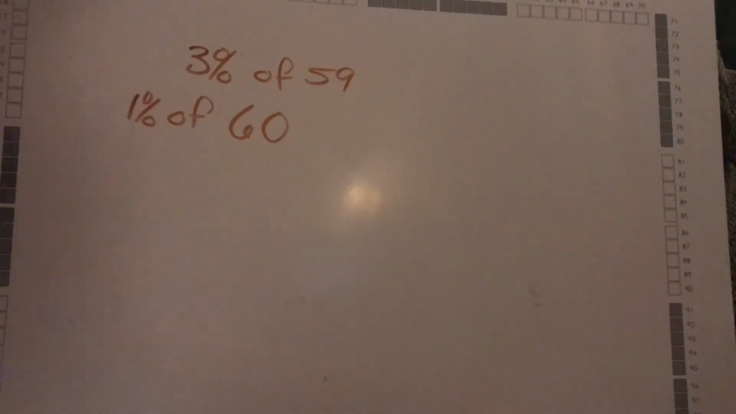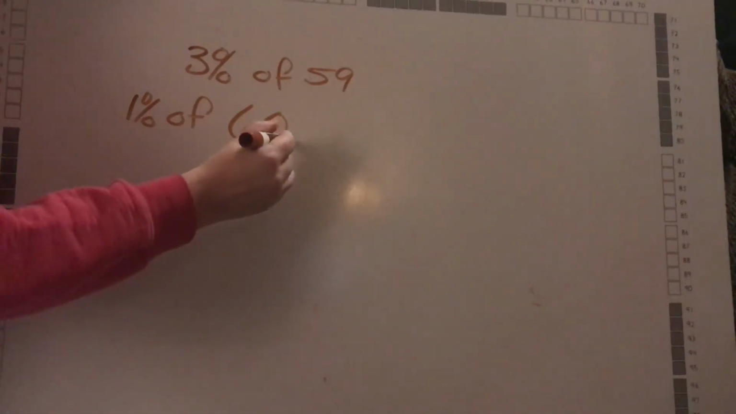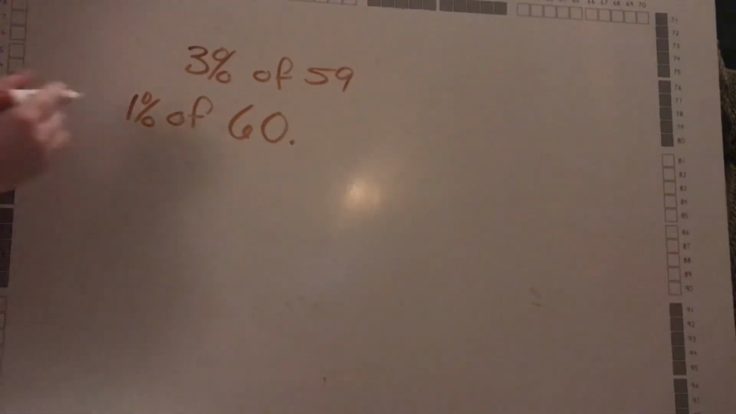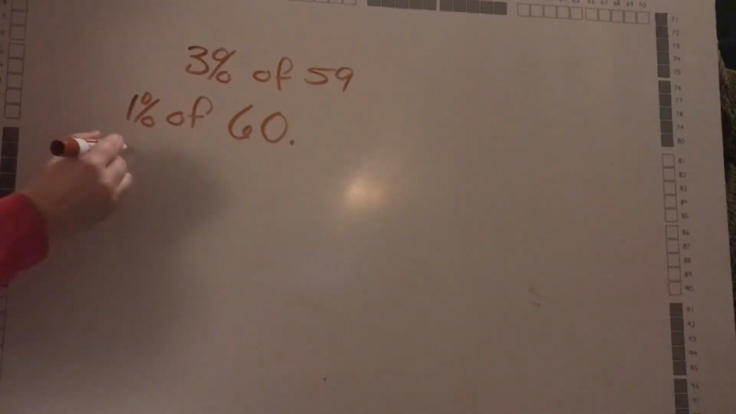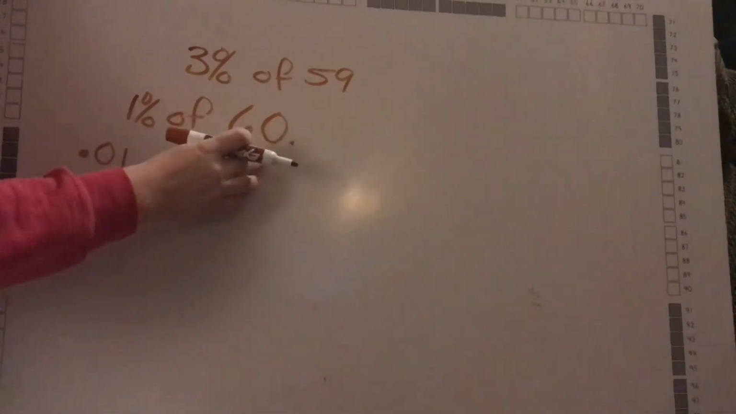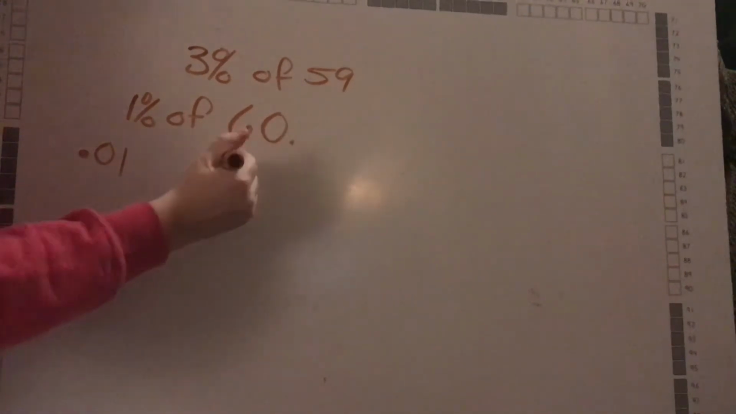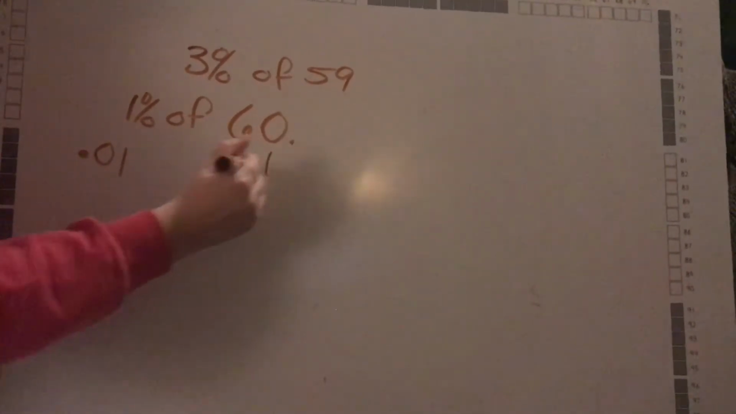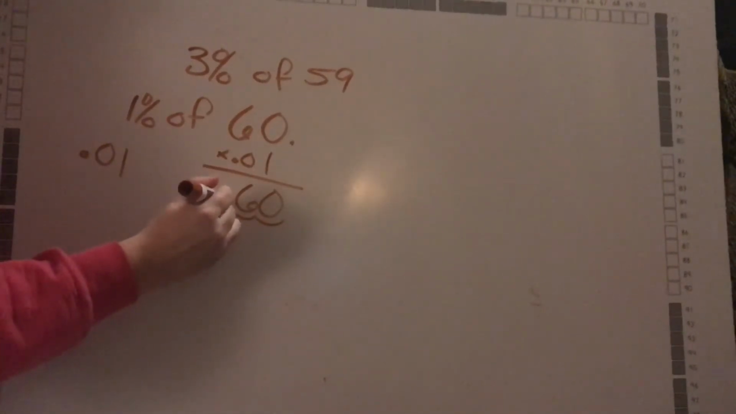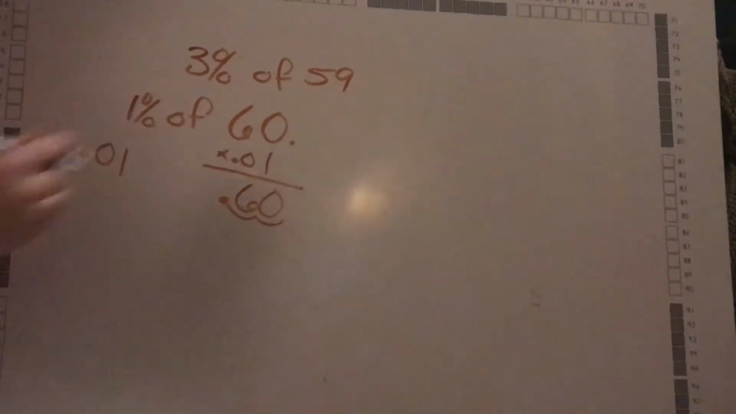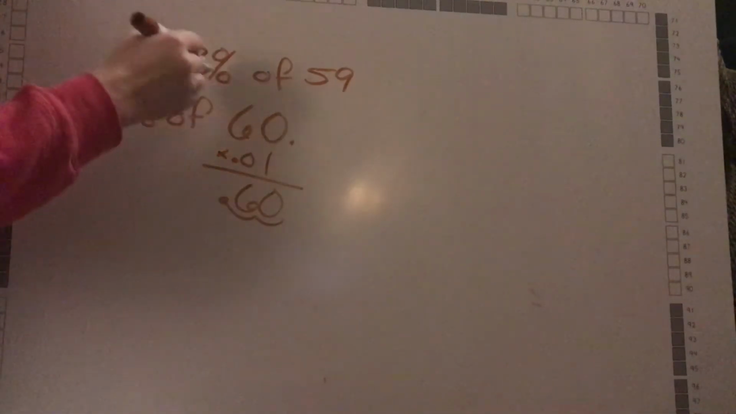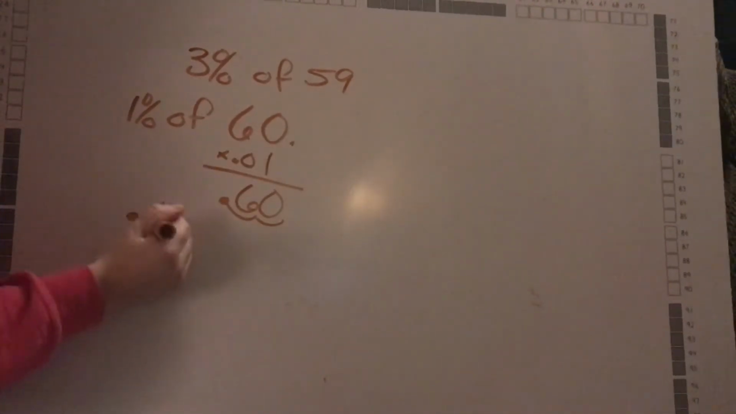Well, to find 1%, remember we move our decimal 2 spots to the left. Why would we do that? Well, because 1% is really 0.01. Remember, this would be 1% as a decimal. So if we take 60 and multiply it by 0.01, you're going to move your decimal point 2 spots to the left. Okay? So without having to do that math, we can just do that. So 1% of 60 is 60 cents.